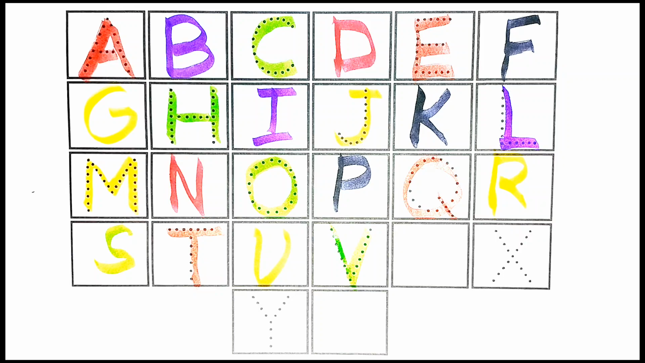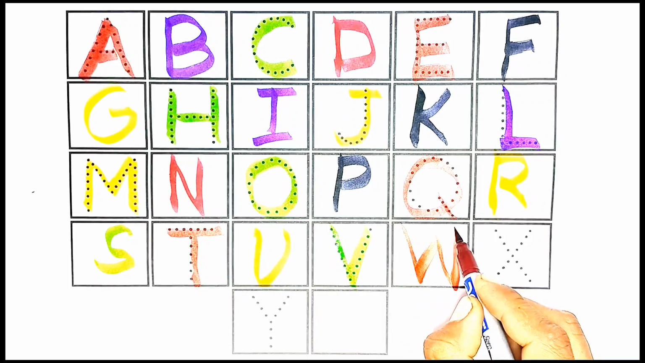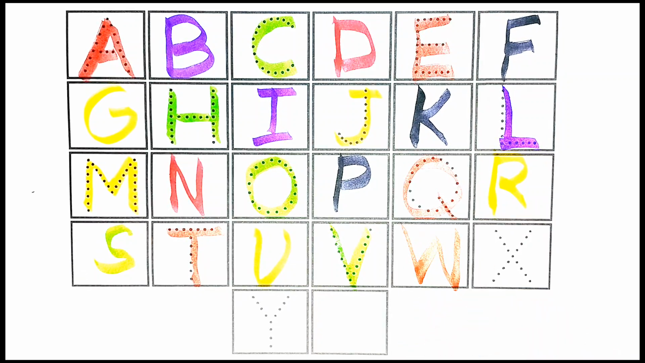V for van. W for watch. X for Xmas. Y for yak. Z for zebra.